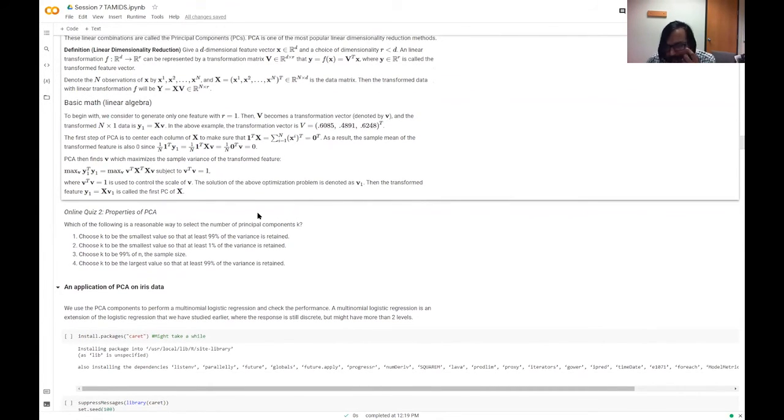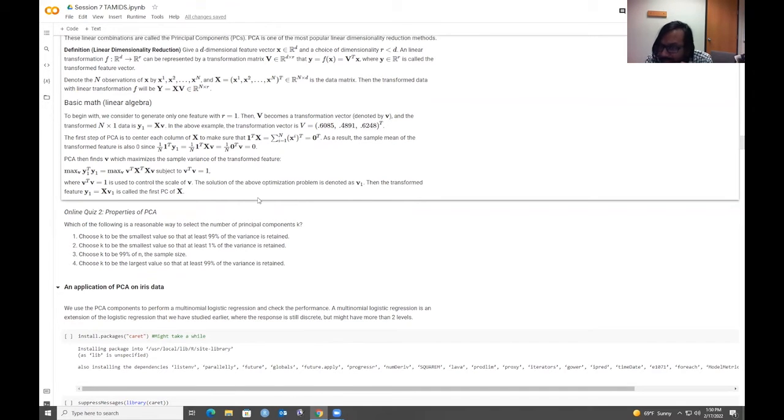So next, we're going to talk about a little quiz where you try to think about the properties of PCA and see which of these 4 options seem to be a reasonable way to select the number of principal components K. I'll give you, say, a couple of minutes. Think about the problem, think about what we learned about PCA, and try to come up with an answer.